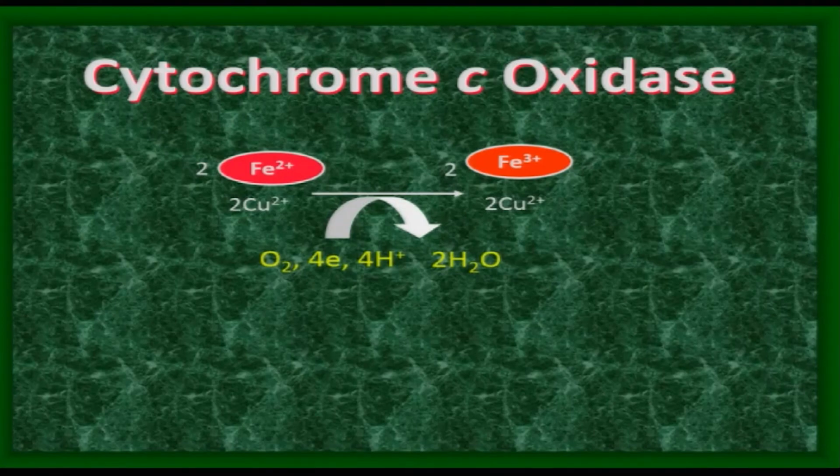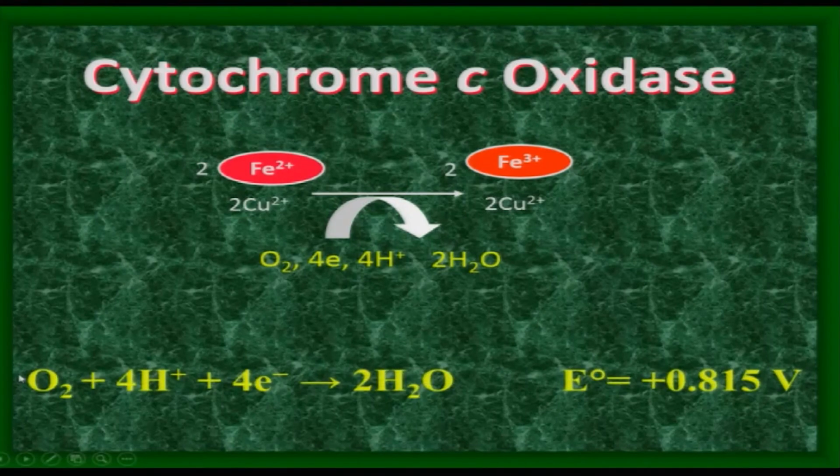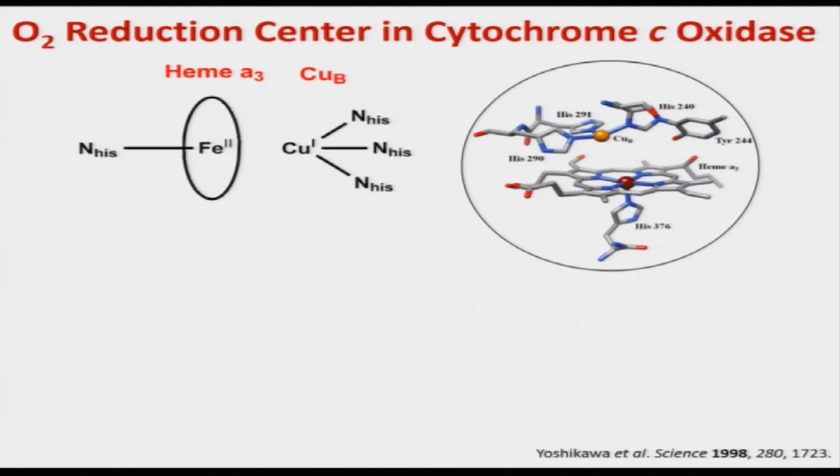The important reaction is O2 converted to 2 molecules of H2O, and you see that 4 protons and 4 electrons have to be added all at a time with an E0 value of 0.815 volt.